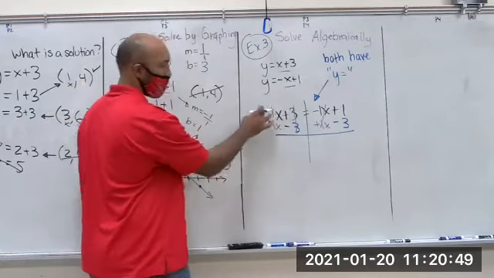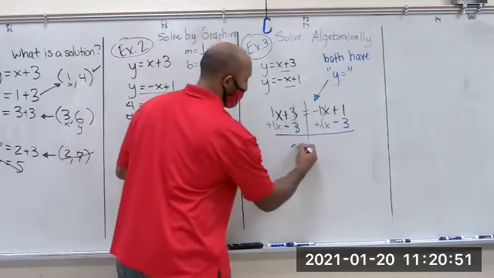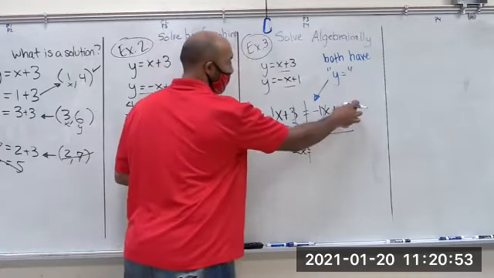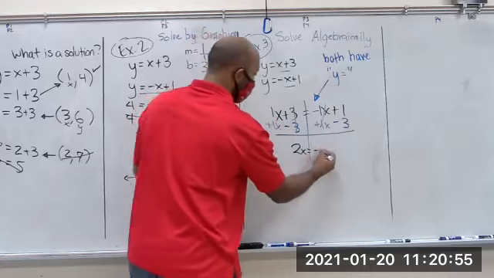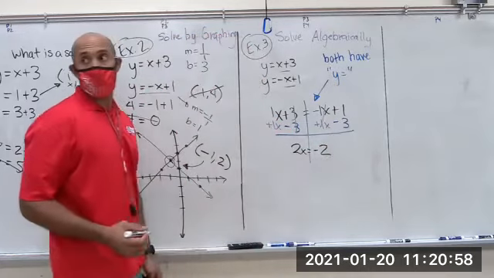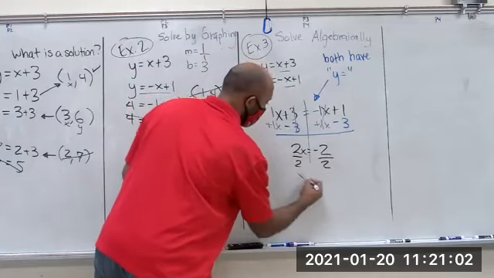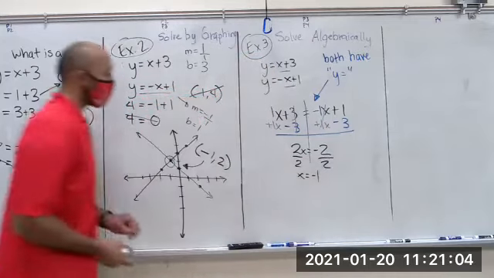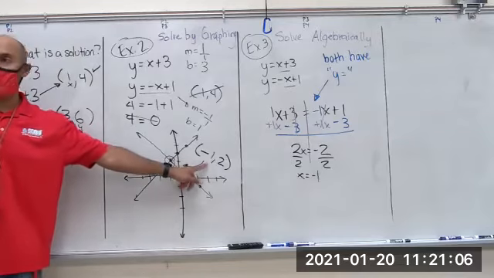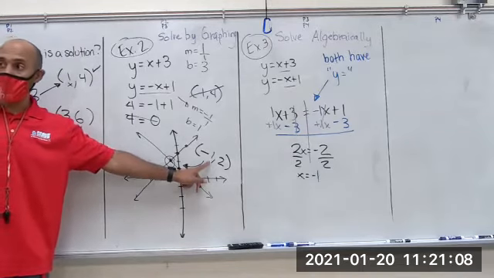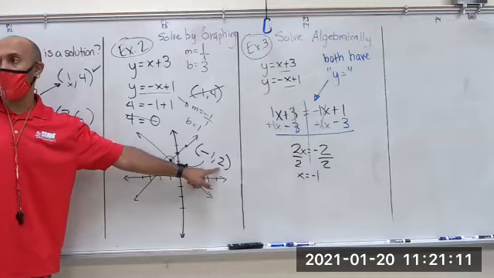So that means now I'm going to add 1x plus 1x is 2x. 1 minus 3 is negative 2. Okay, and now divide by 2. x equals -1. But remember, in the first answer, I didn't just have x, I also had y.